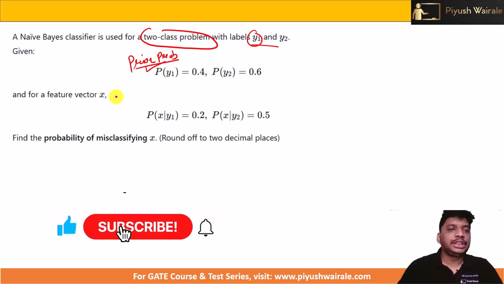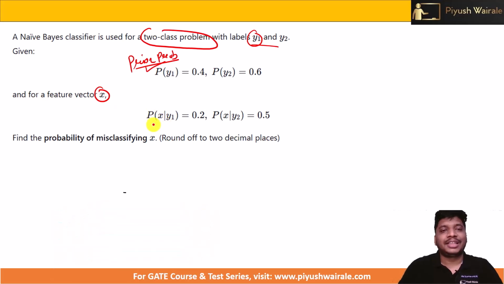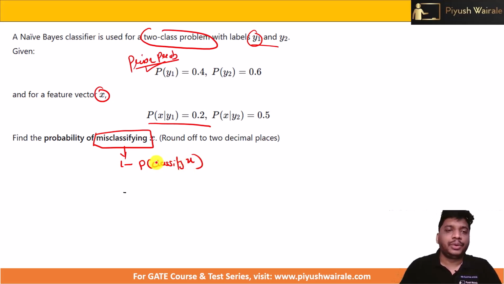For a feature vector x, probability of x given y1 is 0.2, probability of x given y2 is 0.5 here, right? So find out the probability of misclassifying x. This is the given question to us. So probability of misclassifying x is basically equivalent to what? 1 minus probability of classifying x, right? So what we need to find out is the probability of classifying x, and also which class, which label, y1 or y2, this x belongs to.